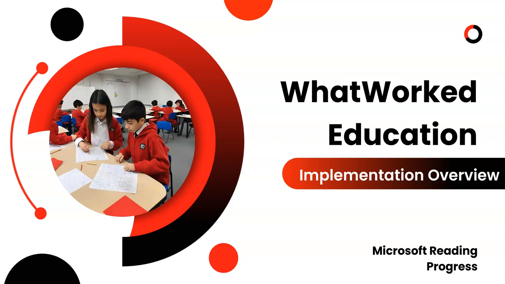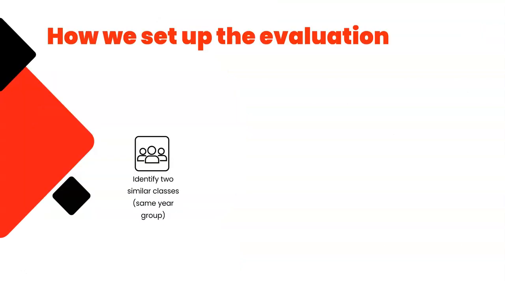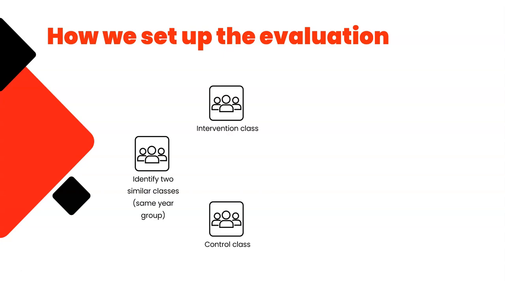Implementation overview for the Microsoft Reading Progress. How do we set up the evaluation in your school? We ask you to identify two similar ability classes in the same year group. Using the What Works wizard, you then assign one to the intervention and one to the control.